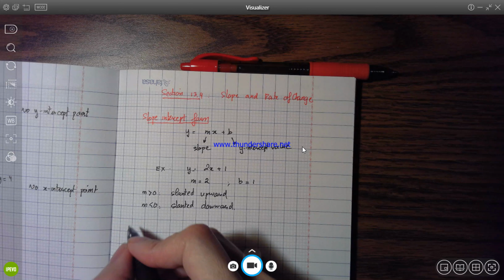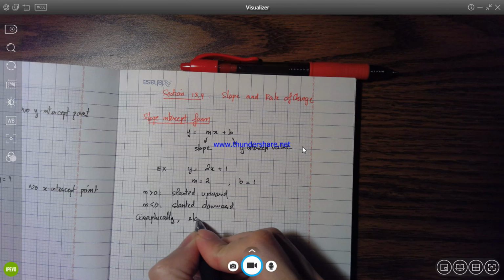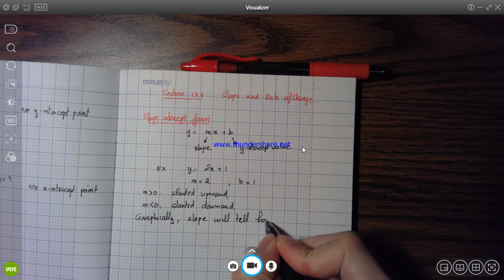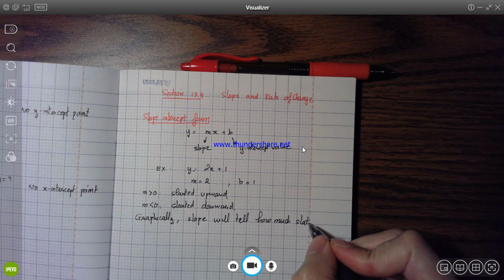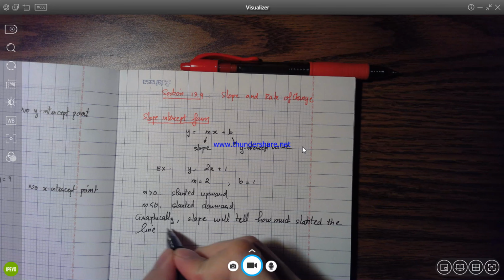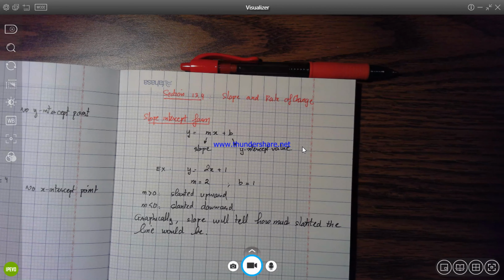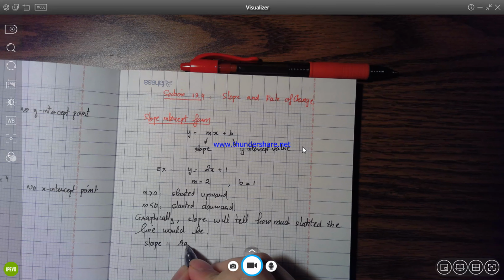So graphically, slope will tell you how much slanted the line will be. And it has another name. Slope could also be called rate of change.